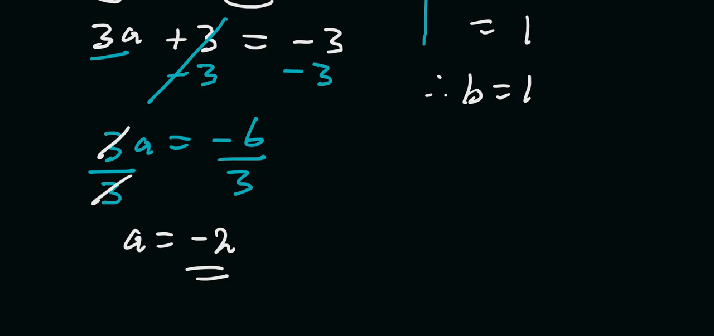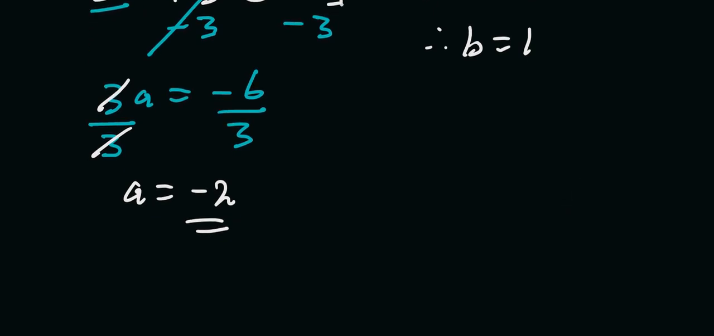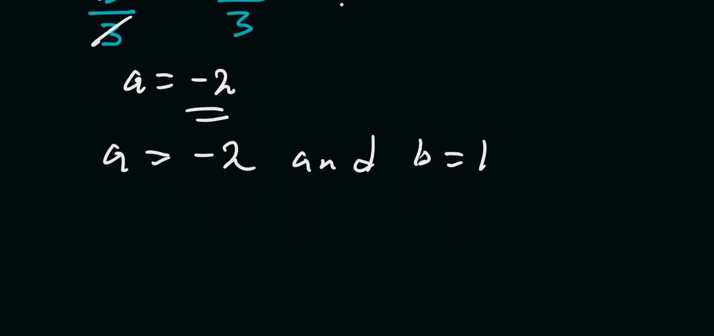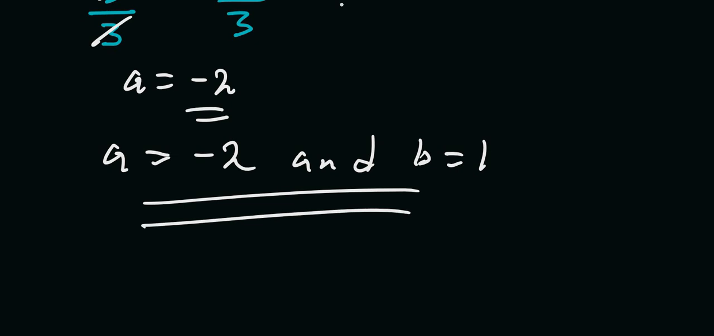So finally, a is equal to -2 and b is equal to 1. This is the final answer. I hope this question makes sense to you.